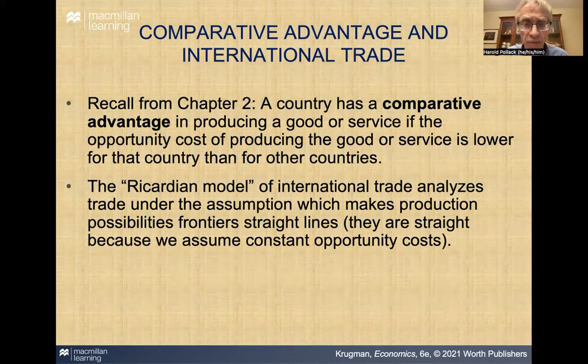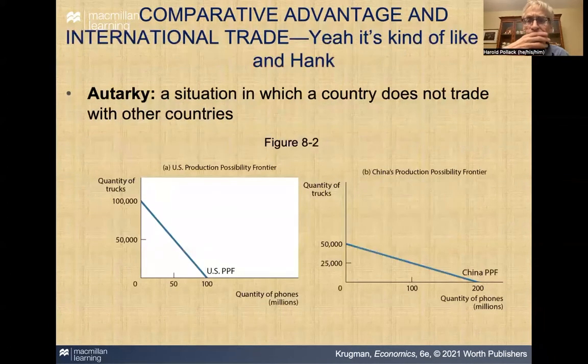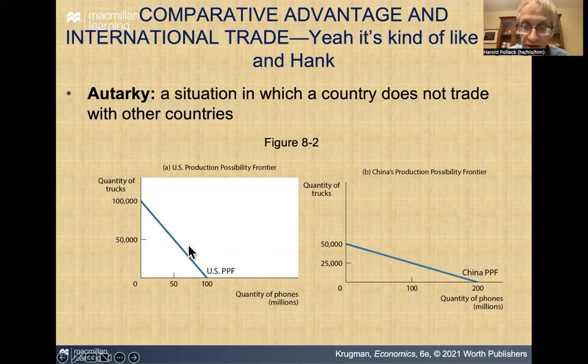Well, I'm sounding a little garbled, I'm sorry. So again, this is kind of like the Tom Hanks story. Autarky is a situation where a country doesn't trade with other countries. And so, here we have the US and China.